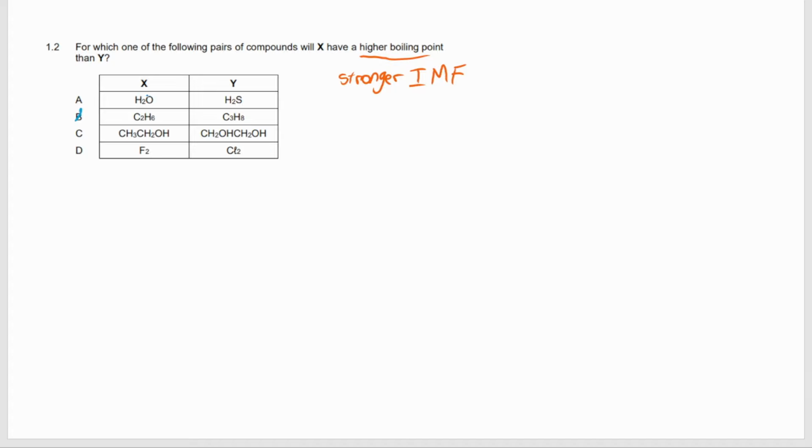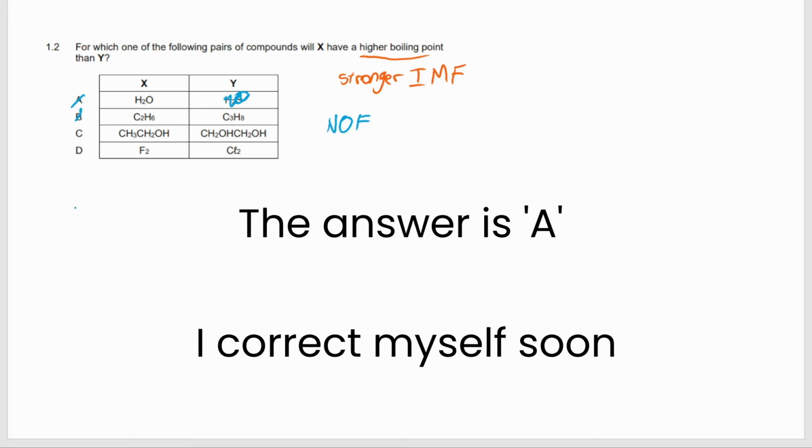Okay, X. On the left we have water molecules. Well, water molecules have hydrogen bond forces of attraction. Here on the right, H2S, I believe is dipole, but we know that it's not going to have hydrogen bond forces of attraction because remember, hydrogen bond forces of attraction come with NOF, nitrogen, oxygen, and fluorine. So we know there's no hydrogen bond forces of attraction there. Okay, so this is not true.